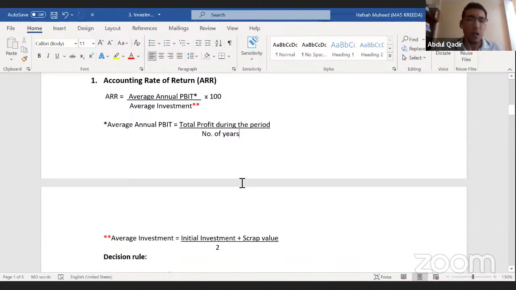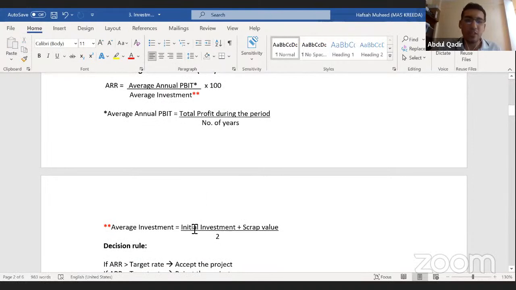So that is when it comes to the numerator. The denominator, I have also broken down into another formula. Basically, how you calculate average investment is initial investment plus the scrap value, divided by 2. Now here is where students get confused. Here is where the dividing by 2 is required, not in the calculation of the numerator, right?